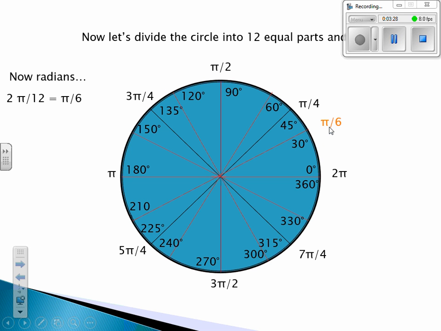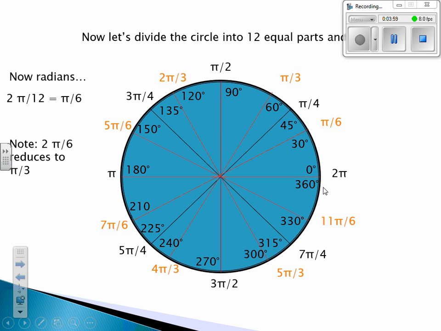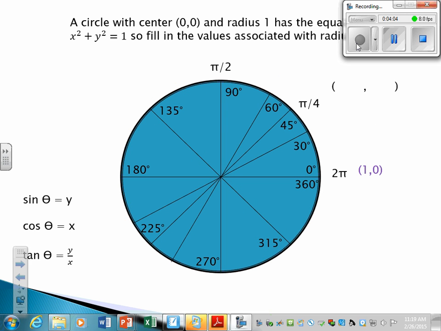We start with 1 pi sixth. We move to the next one, which is 2 pi sixths, and it needed to be reduced. 3 pi sixths is here. 4 pi over 6. 5 pi over 6. 6 pi over 6 reduces to pi. 7 pi over 6. 8 pi over 6. 9 pi over 6 reduces. 10 pi over 6. 11 pi over 6. So pause the video and fill in all of the remaining radians.